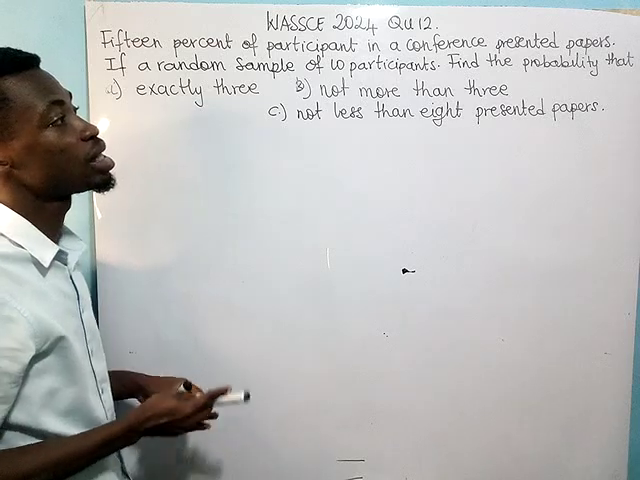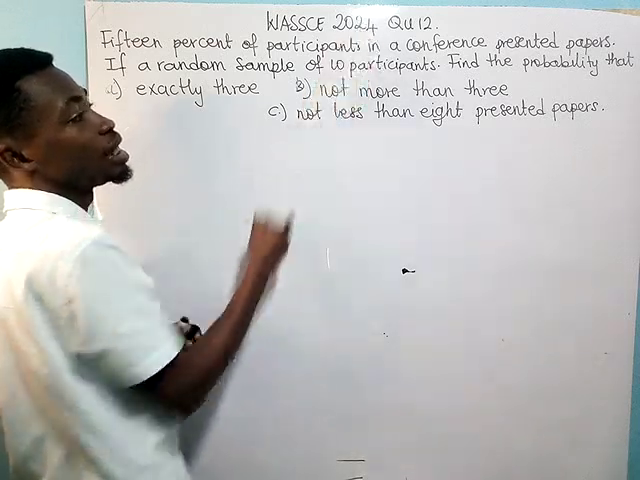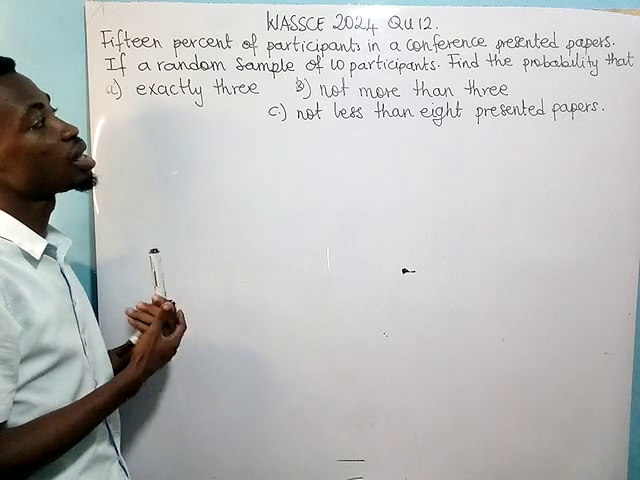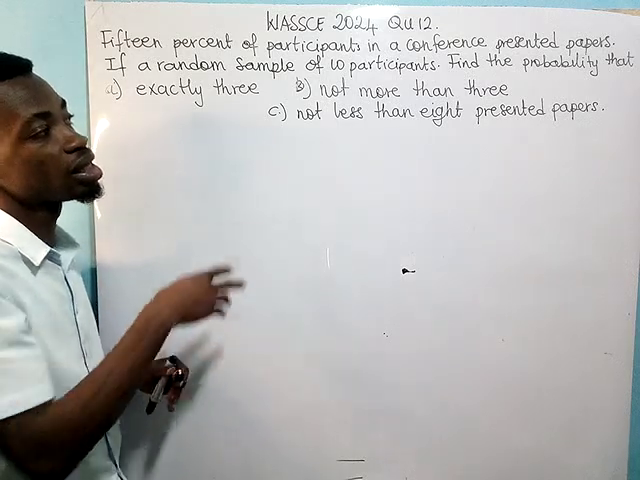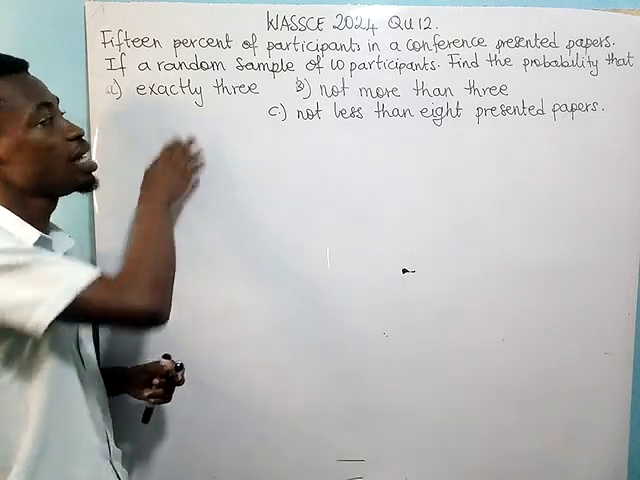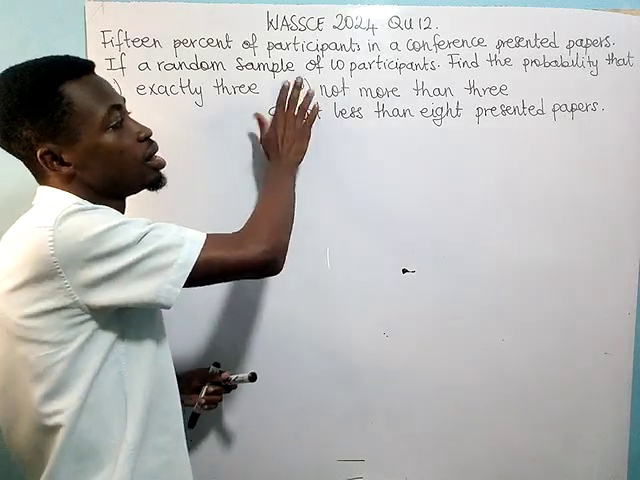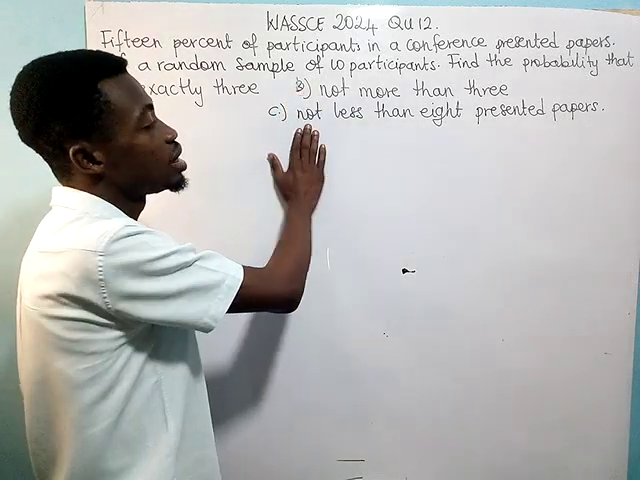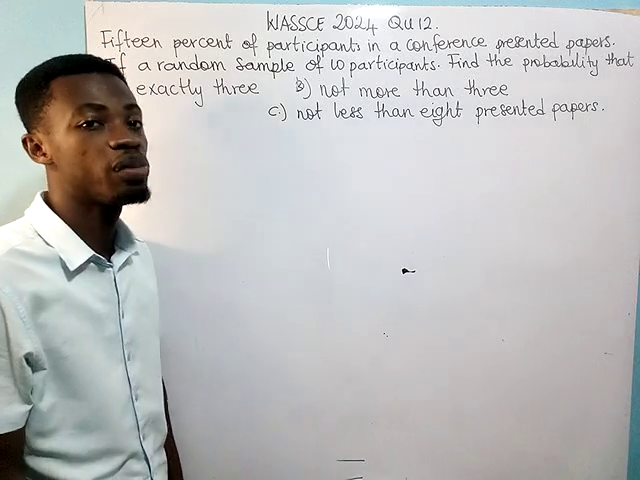This is a WASSCE 2020 question 12, where 15% of participants in a conference presented papers. If a random sample of 10 participants is taken, find the probability that A, exactly 3, B, not more than 3, and C, not less than 8 presented papers.